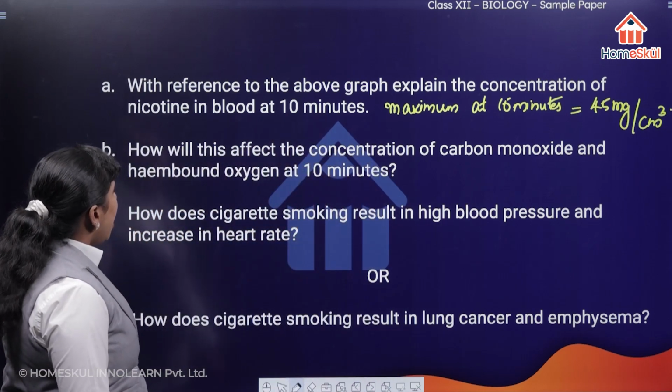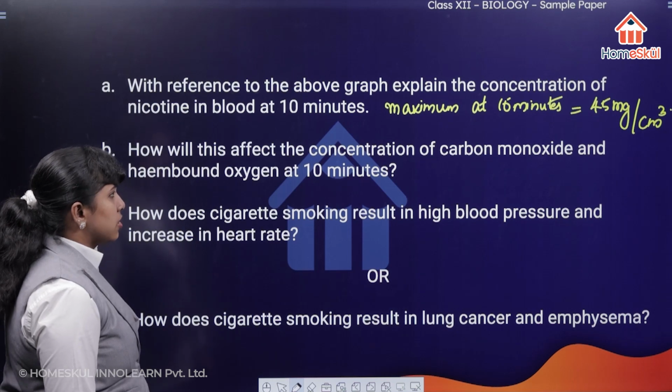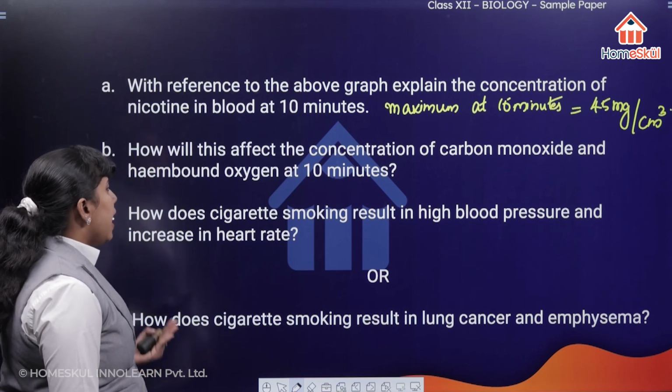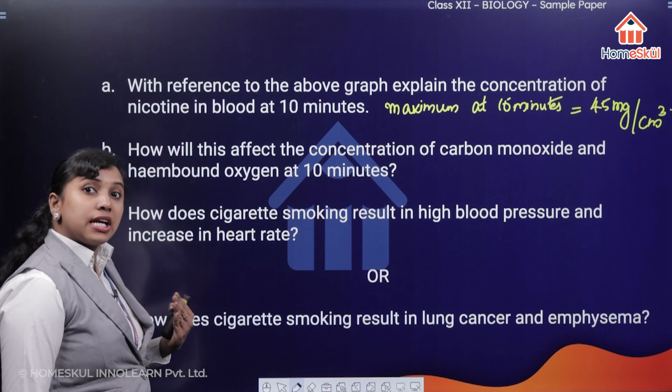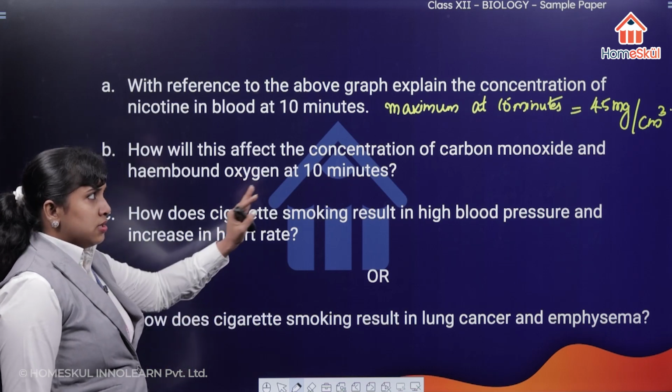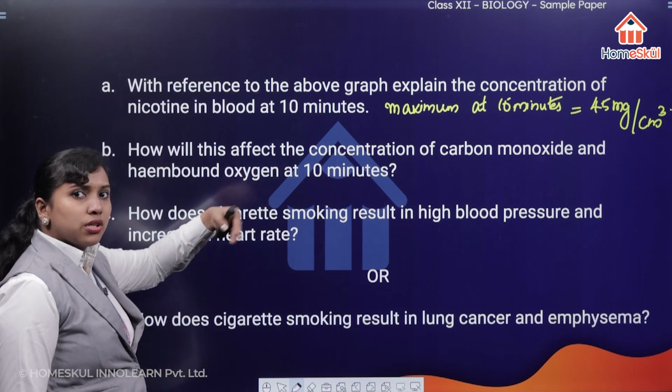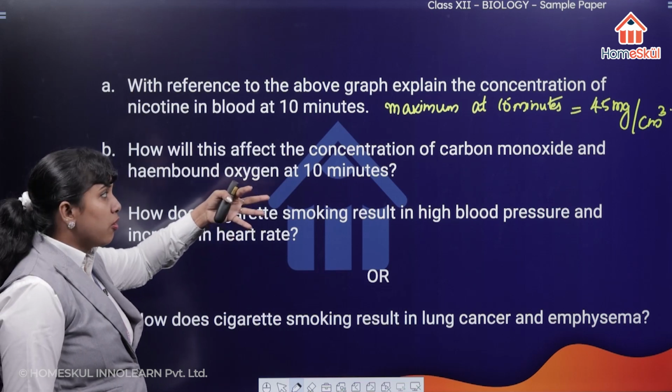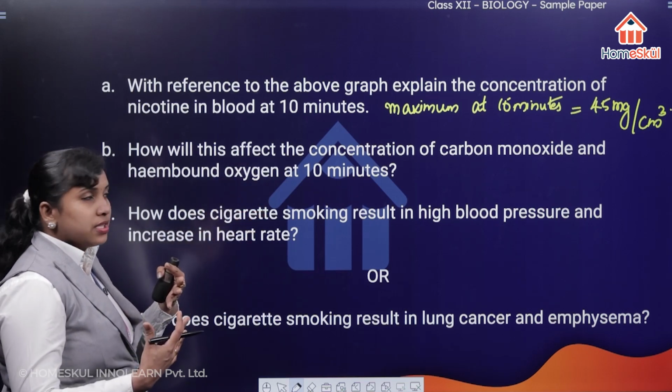And how will this affect the concentration of carbon monoxide and heme bound oxygen at 10 minutes? What happens there? Since the concentration of nicotine is more there, that means the carbon monoxide is more in concentration there.